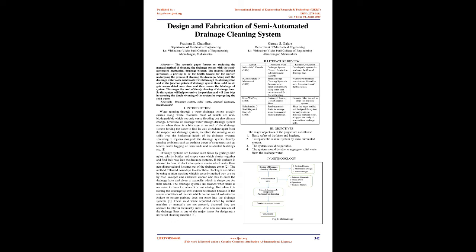Introduction. Water running through a water drainage system usually carries along waste materials, most of which are non-biodegradable, which not only cause flooding but also climate change. Overflow of drainage water occurs when there is a blockage at an end of the drainage system, forcing the water to find its way elsewhere apart from the mapped-out drainage system. Therefore the running water spills over the horizontal height of the drainage system, spreading to regions alongside it, thereby causing problems such as pushing down of structures such as fences, water logging of farmlands and residential buildings, etc.